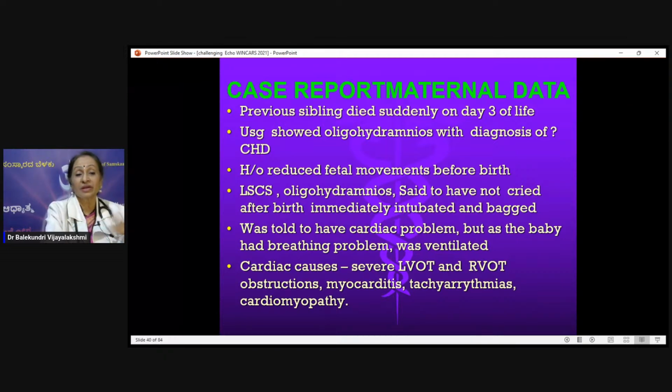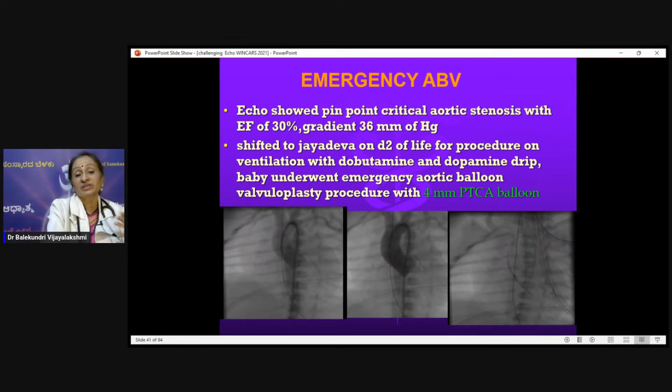And then the child did not cry. So they put the patient on the ventilator. On the ventilator, the patient was shifted to me. And then, you can see that there is a pinpoint aortic, critical aortic stenosis. On one hand, we have a grown up lady with the pregnancy coming, and this is a newborn baby just 14 hours after the delivery.